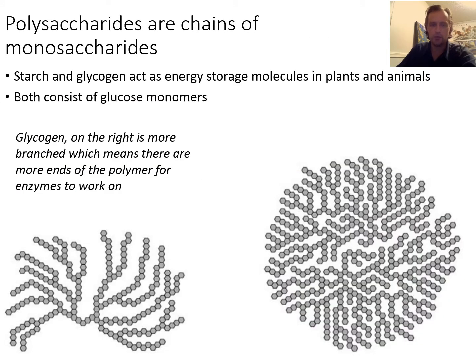If we continue dehydration synthesis long enough with a monomer such as glucose, we'll get a couple of compounds that are of relevance to human beings, then also to plants. Starch is in plants, glycogen is in animals, such as human beings. They act as energy storage molecules. And both of them consist of glucose molecules, of monomers, excuse me. Glycogen is on the right and is more branched, which means there's more ends of the polymer for enzymes to work on.